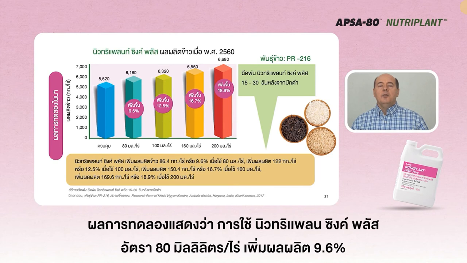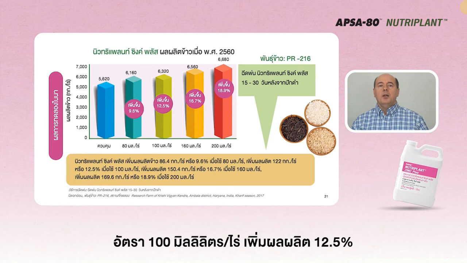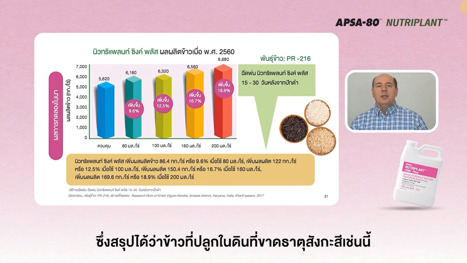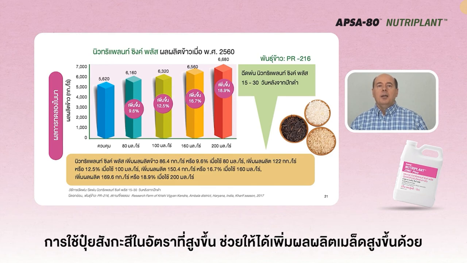With the application of NutriPlant Zinc Plus at 500 ml per hectare, we improved the rice yield by 9.6%. Then by 12.5% with the application of NutriPlant Zinc Plus at 625 ml per hectare. By 16.7% with 1000 ml per hectare. And by 18.9% at the rate of 1250 ml per hectare. As you can see, in soils highly deficient in zinc, the more zinc we apply, the higher the yield.